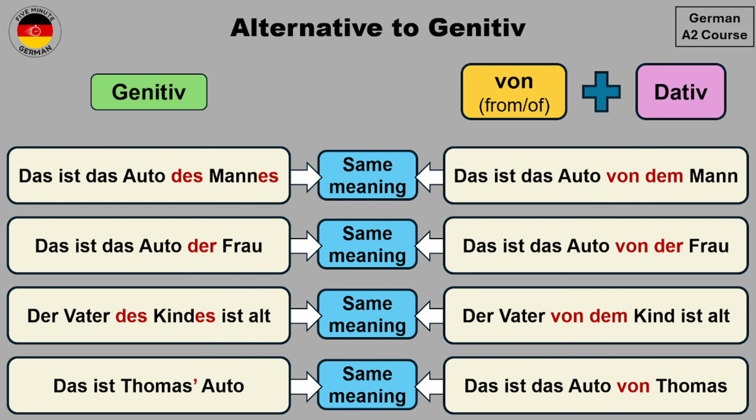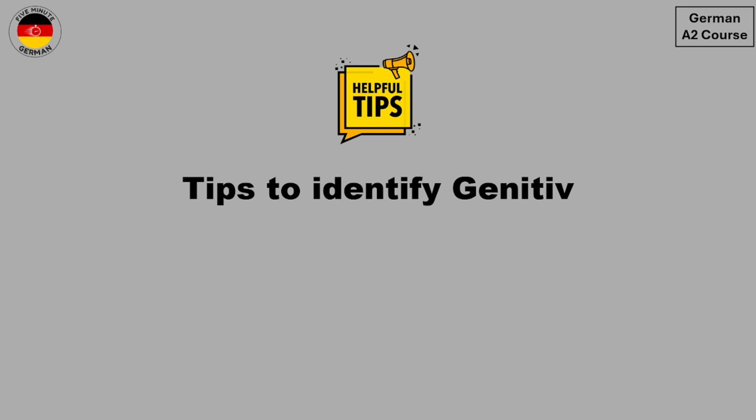So from the exam point of view, it is important that you understand the genitive and are able to identify when the genitive is used in a question so that you can understand it properly. But if you have any problems using the genitive in a sentence, for example in writing, then my suggestion would be that you use von because it is easier, and by using von you have less chance of making a mistake. So now let me give you some tips on how you can identify the genitive.